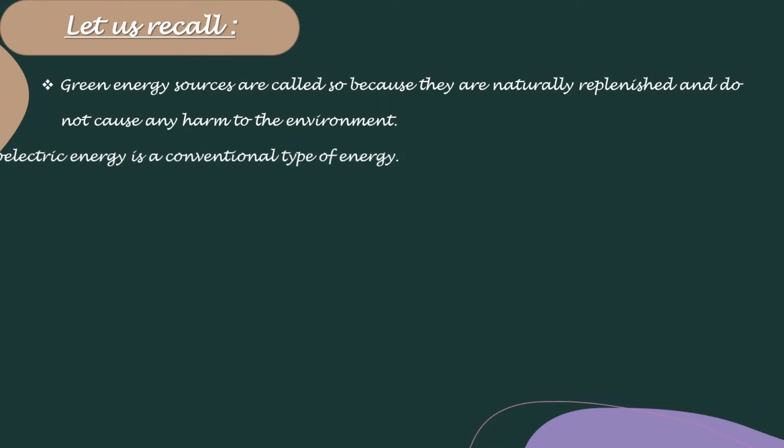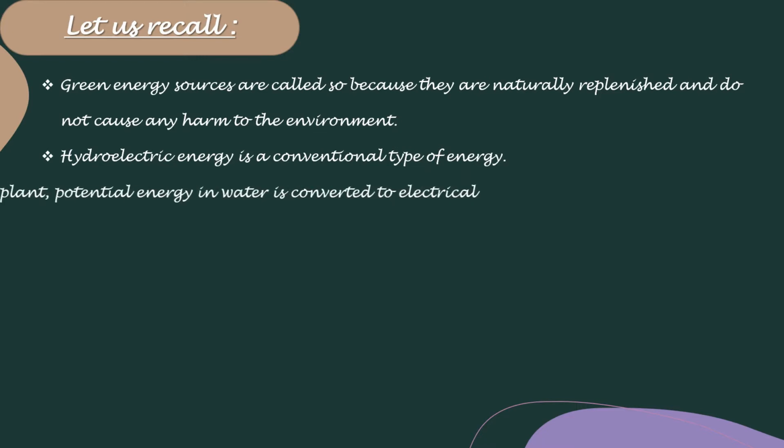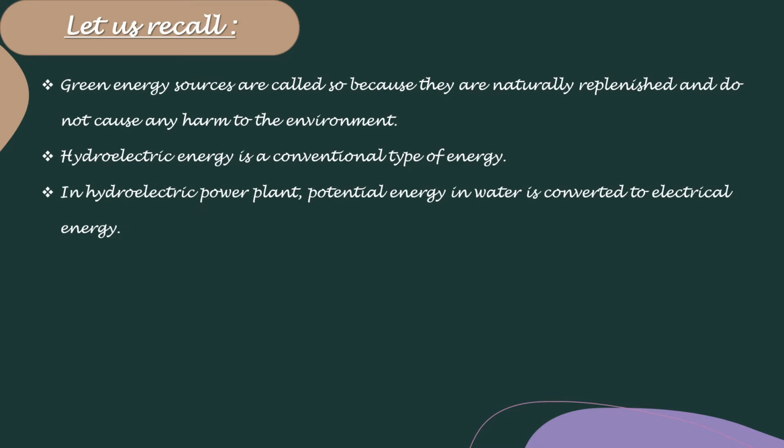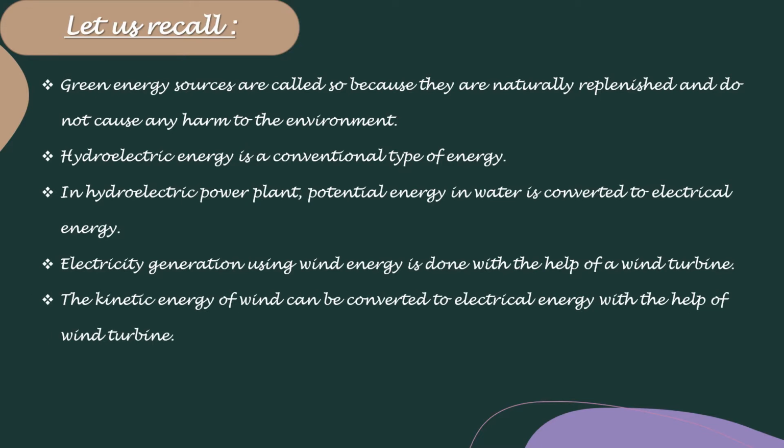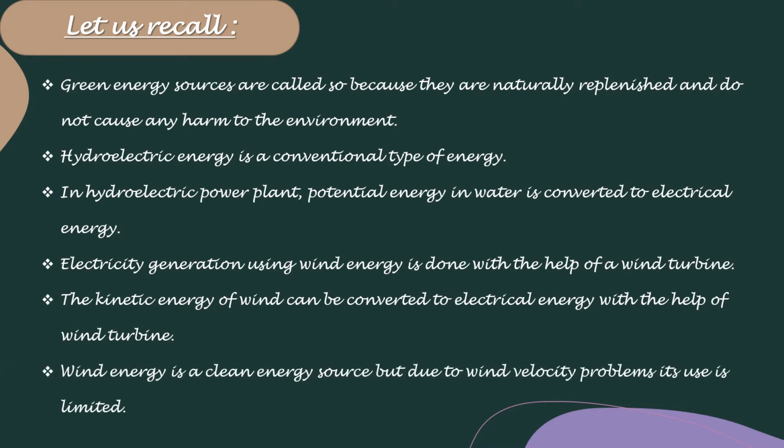Then we also studied that hydroelectric energy is a conventional type of energy. In a hydroelectric power plant, potential energy in water is converted to electrical energy. Electricity generation using wind energy is done with the help of a wind turbine, and the kinetic energy of wind can be converted to electrical energy with the help of a wind turbine. Wind energy is a clean energy source, but due to wind velocity problems, its use is limited.